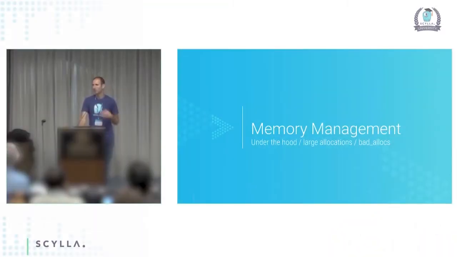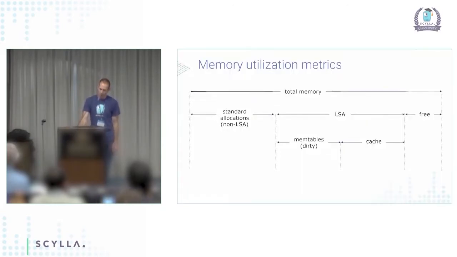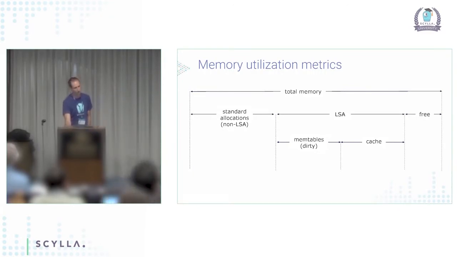Memory management, large allocations, bad allocs. So this is a map of how Scylla looks at memory. And we'll talk about a single shard. So that is the total memory a single shard has.